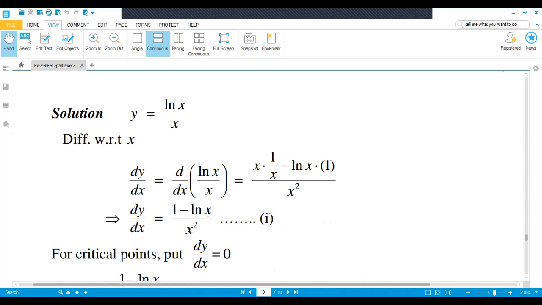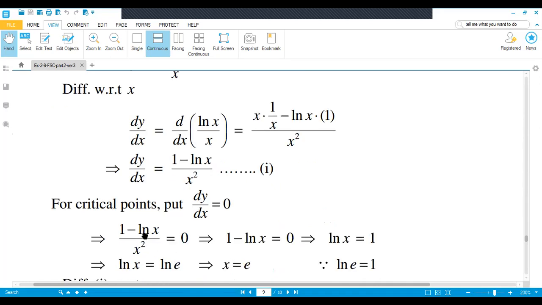For the critical point or stationary point, what we do is put the first derivative equal to 0. So 1 minus natural log of x over x square equal to 0. So x square divided here, shifted to the other side, multiplies with 0. So 0 multiplied with any number, we get 0. So 1 minus natural log of x is 0. So the negative natural log of x is shifted to the other side. So positive natural log of x is equal to 1.